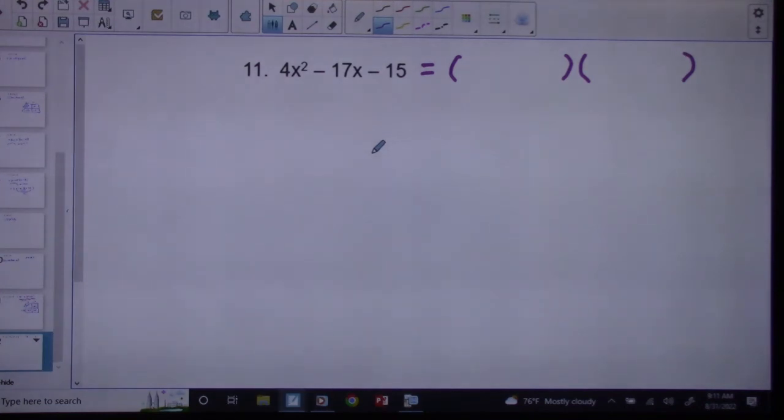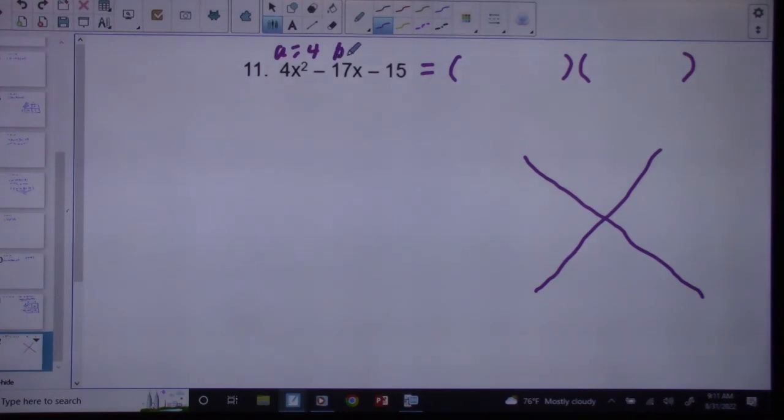So I'll show you what it is, and then you can tell me if it rings a bell. What you do is you go ahead and make an X like this, a pretty big X, and then you write this. You write A is equal to 4, B is equal to negative 17, and C is equal to negative 15. Does that A, B, and C look familiar to you?